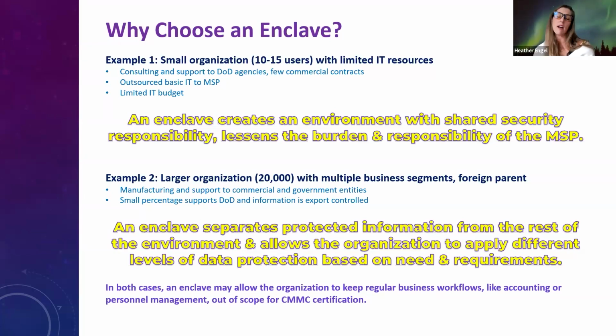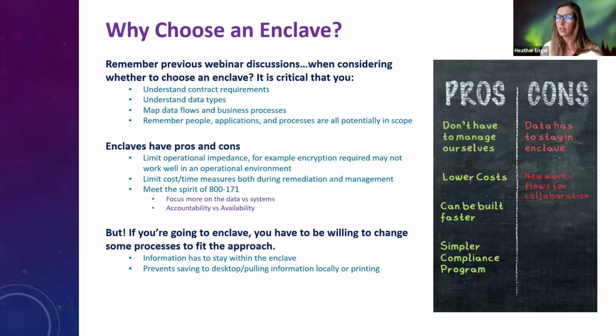In the next slide, we're going to start to talk a little bit more about how we would make these determinations. So again, when we're looking at choosing an enclave, remember our previous webinar discussions. It is absolutely critical that we understand what our contract requirements are. It's also very important that we start to look at the type of data that we have, whether it's marked or not. How do we handle data that might be part of a government contract that's not marked?